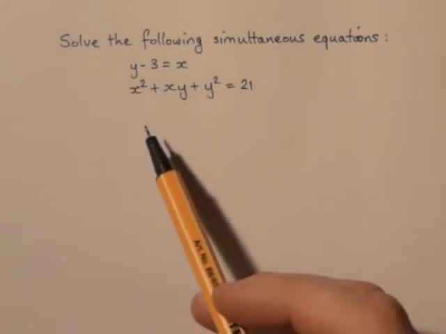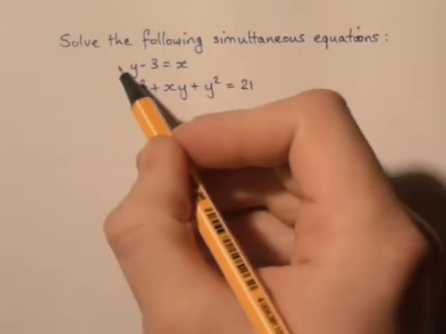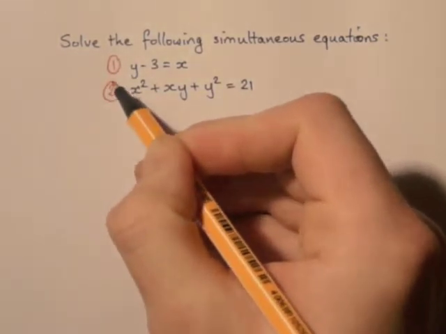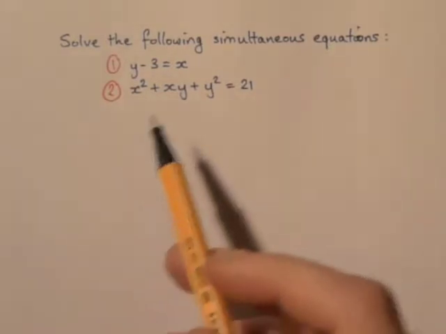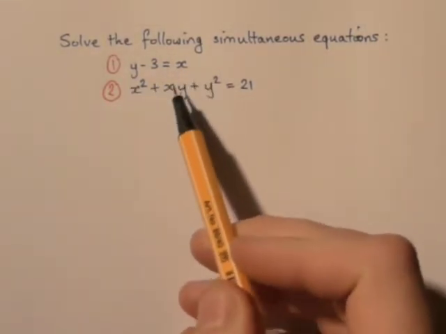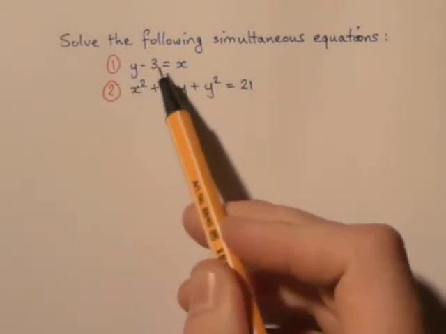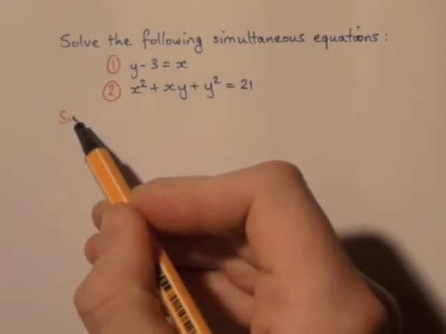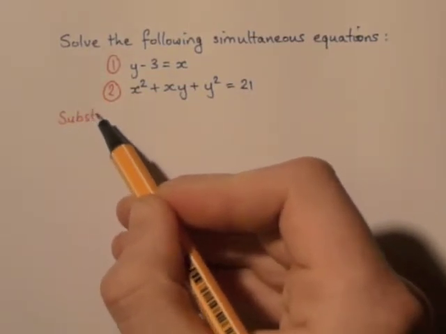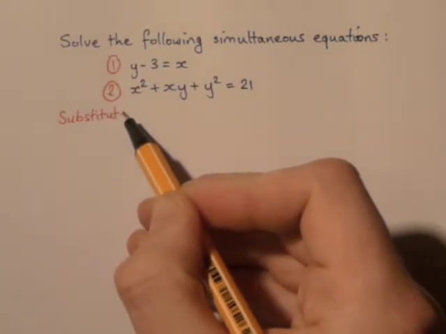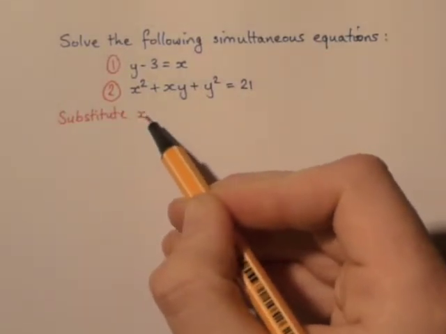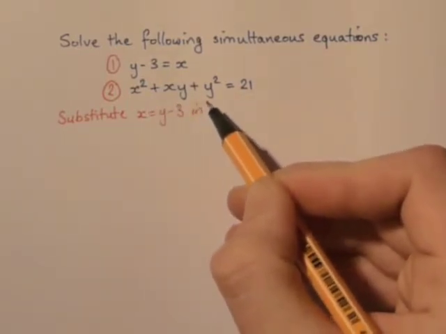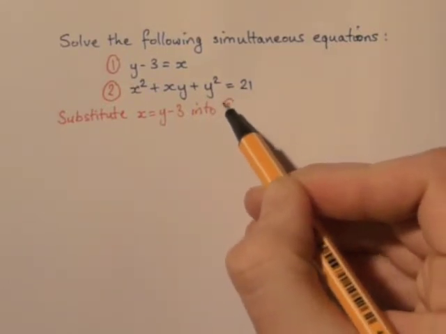Okay, we're going to do this by substitution. So first of all, I'm going to label my two equations 1 and 2. And then we're going to notice that the first one is already in the form x equals some function of y. So I'm going to substitute x equals y minus 3 into the second equation that we've been given.